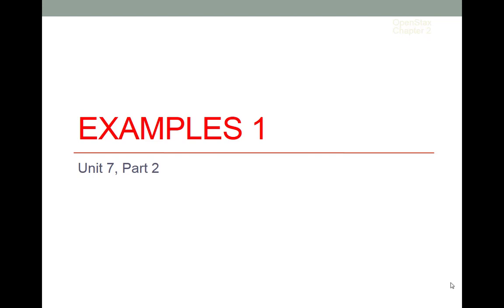Welcome to the second part of Unit 7. In this set of examples, we are going to work two problems that both involve forces in two dimensions that we have to worry about.